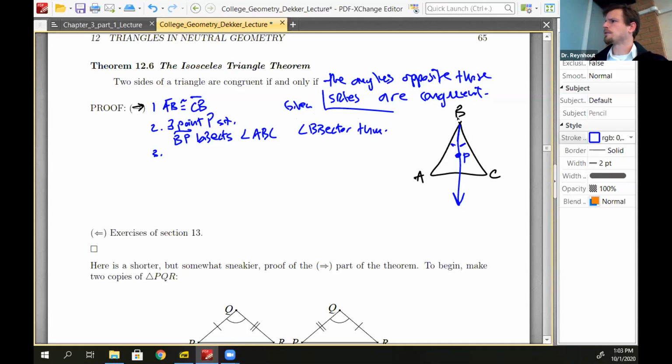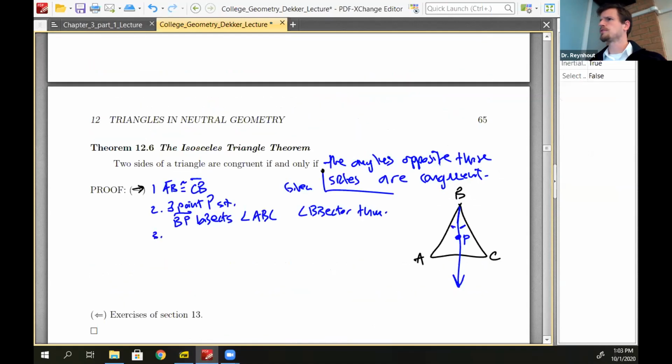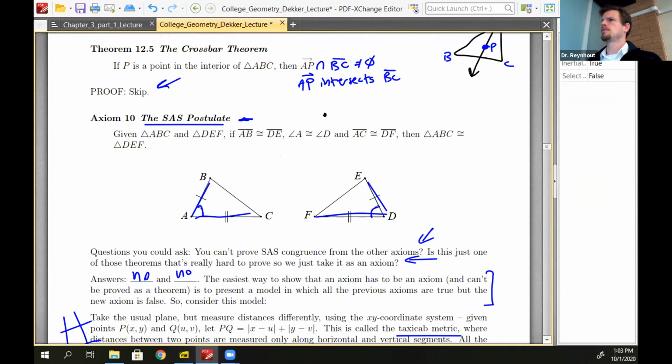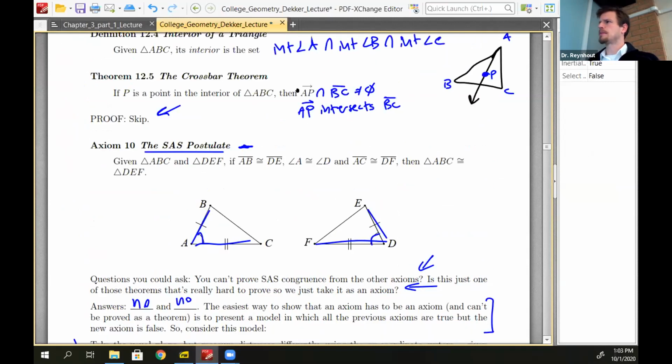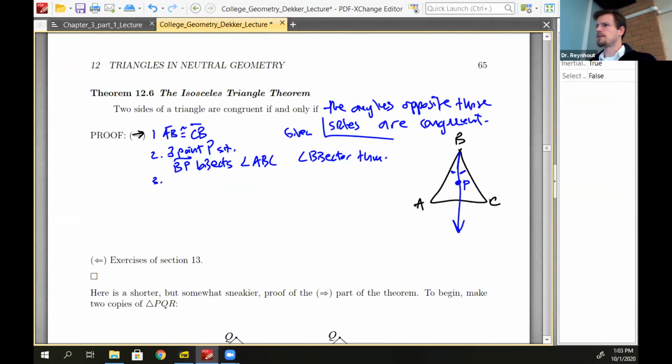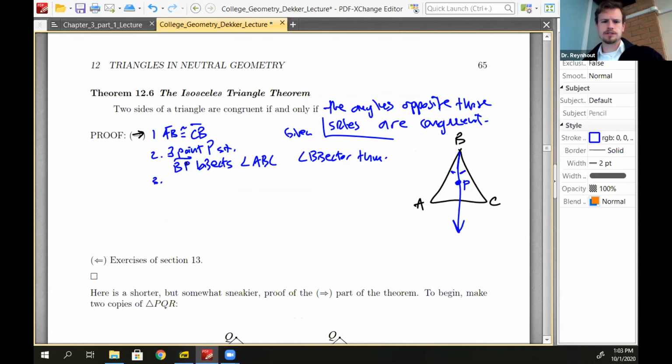All right. So this ray, by our previous theorem, was it the previous theorem? Yes, the crossbar theorem. By the crossbar theorem, it's got to cross through the opposite side. So it's got to cross through AC. So we'll say that ray BP intersects the line segment AC at some point, we'll call it D. And this is by the crossbar theorem.